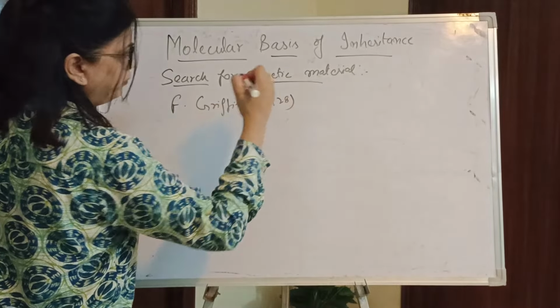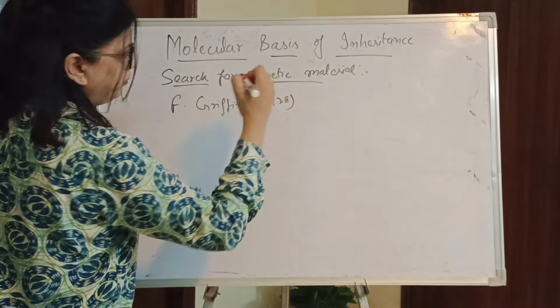And the R strain did not produce any smooth colony. In fact, they produced rough colonies, and these were non-virulent or non-pathogenic, did not cause any disease. So the S strain caused disease.